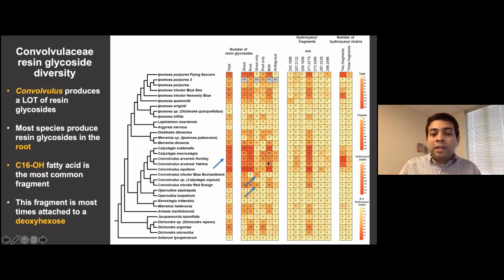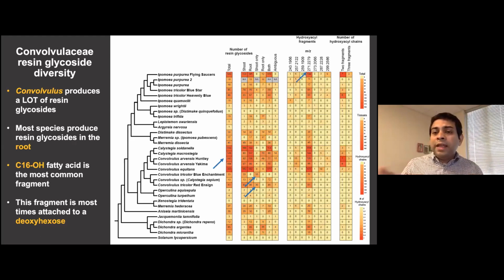But in this case, there is one species that threw us off, Convolvulus tricolor. In that case, all of the unique resin glycosides are produced only in the leaves and not in the roots. So whether they are produced in the roots is still, in the leaves is still a question.